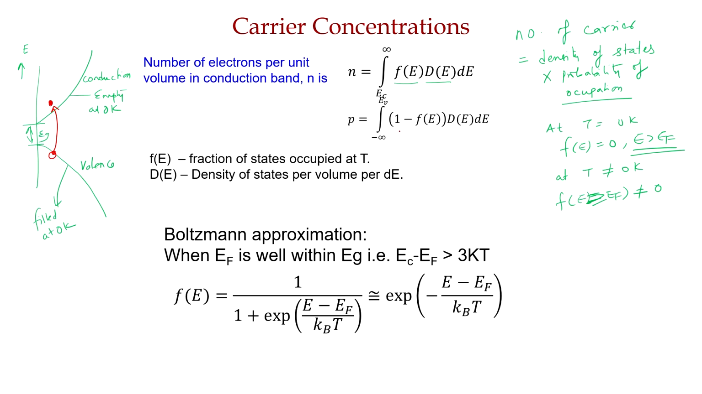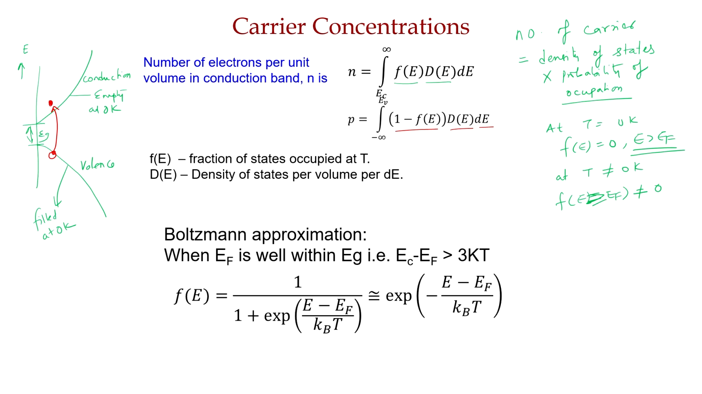So, hole probability, as we said earlier, is 1 minus Fe into dE, integrated over minus infinity to EV. So, Fe is the fraction of states occupied at a temperature T, and dE is the density of states per unit volume with energy element dE.